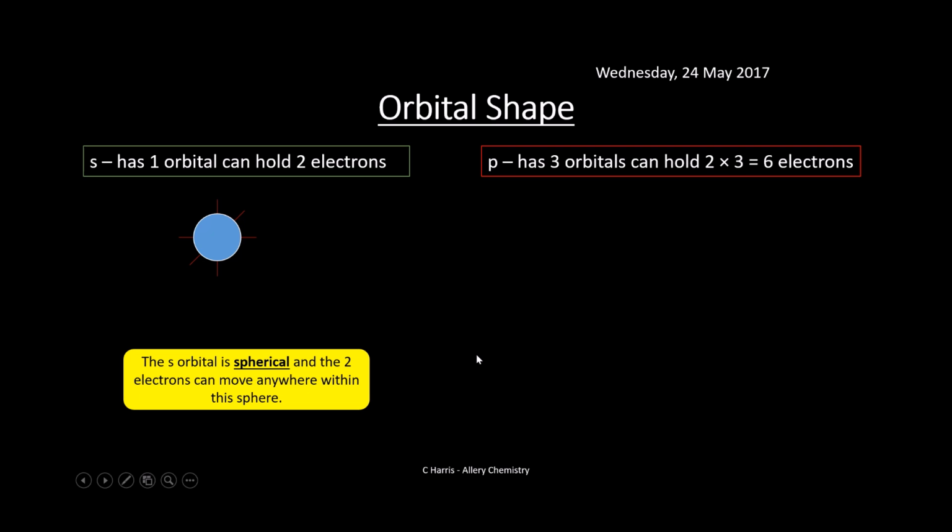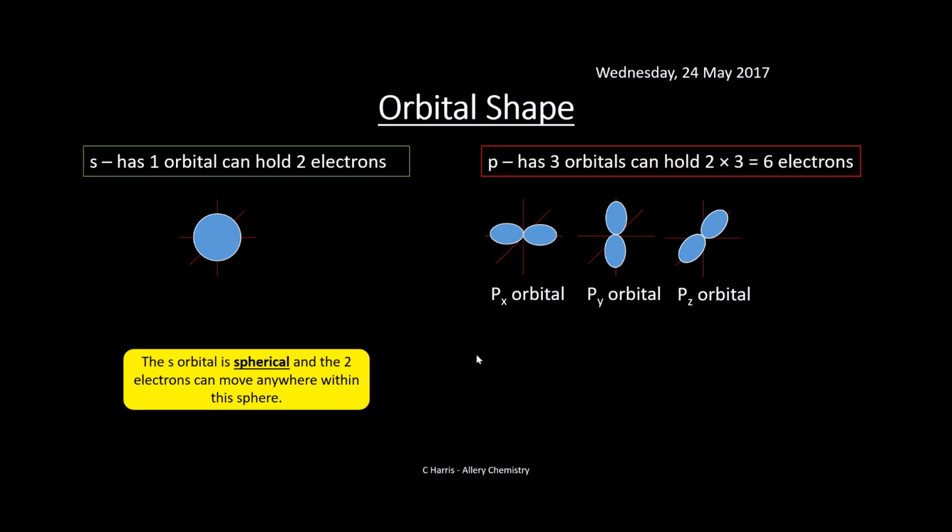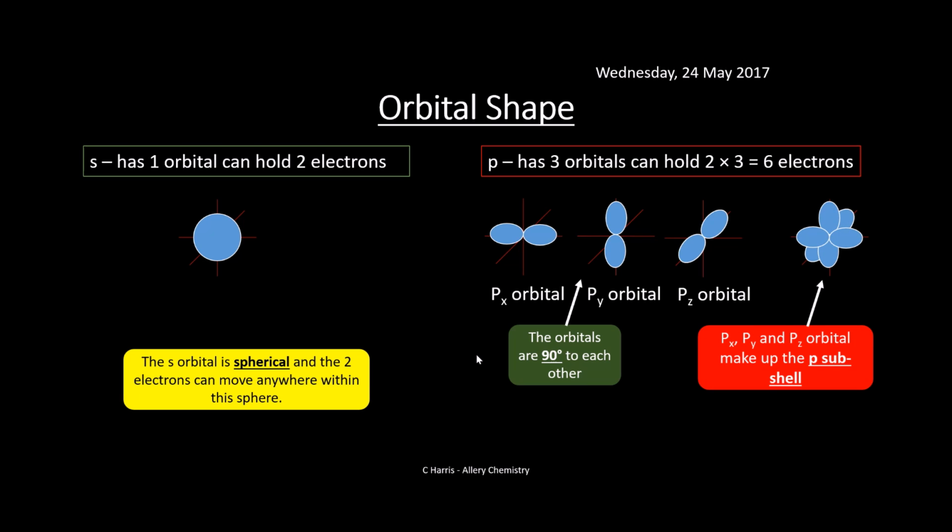Now the p orbital is a little bit more complicated. We have 3 orbitals, each one can hold 2 electrons, so we've got 2 times 3, that's 6 electrons in total. They give them really boring names, unfortunately. They call it a px orbital, which looks like a figure of 8, as you can see, and that's the one lying on its side horizontally. The py orbital is vertical, and the pz orbital is coming out towards you. It's like a 3D shape. Now, all these orbitals are 90 degrees to each other, as you'll see there. So they all kind of cluster together.